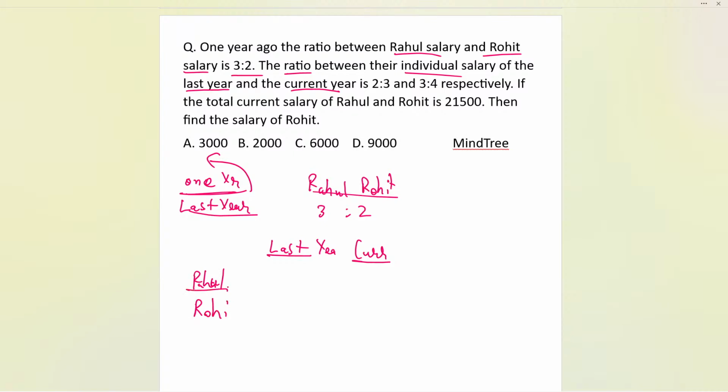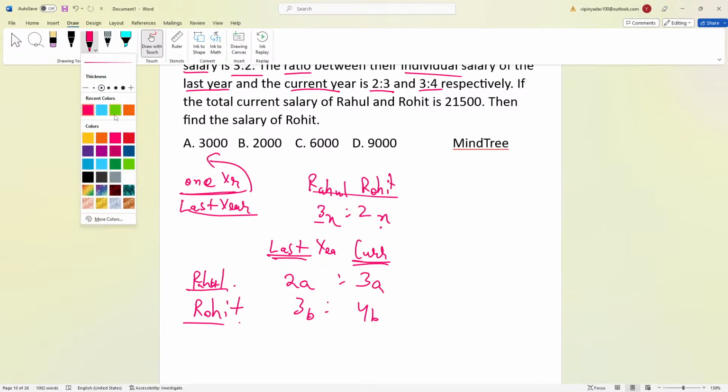Now, Rahul is given the ratio 2 is to 3, the last year and current year salary. Rohit, 3 is to 4, the salary of last year and this year. Now if I consider the common factor for Rahul as a, and for Rohit as b, let me tell you what is same over here.